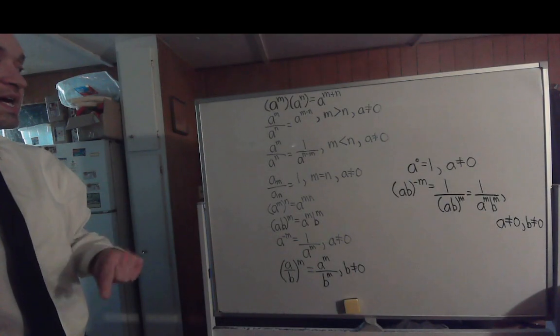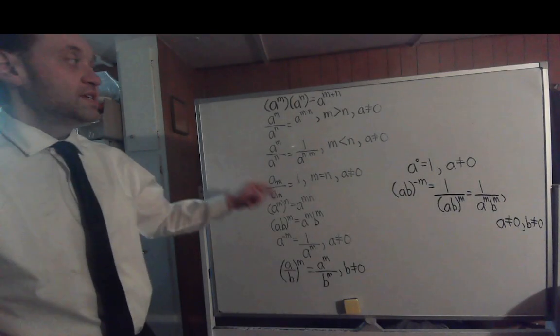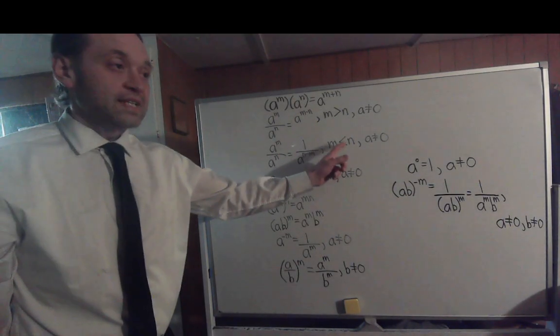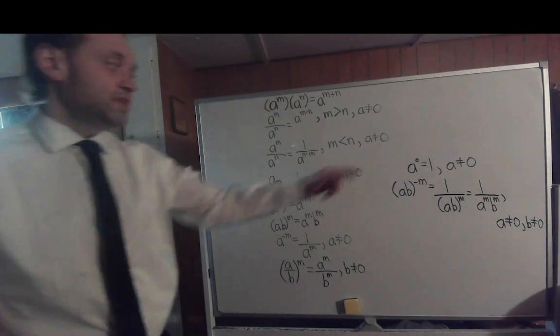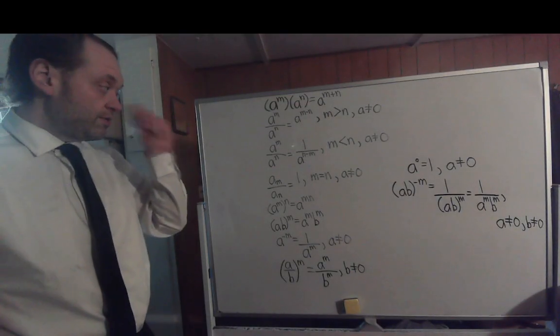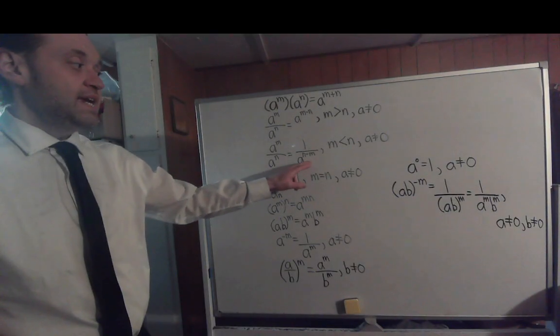On the flip side, if you have a to the m over a to the n, and this time the power in the numerator is less than the power of the denominator, but like before a doesn't equal 0, then this can be rewritten in the numerator just as a number 1 over a to the n minus m.